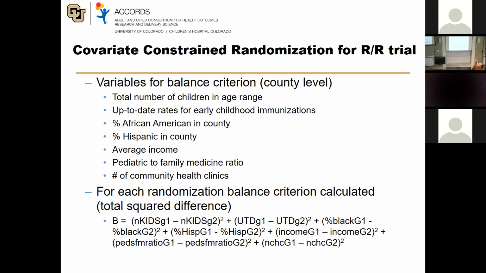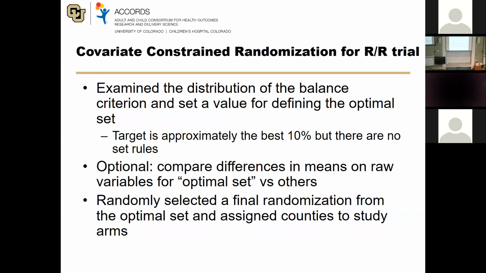So we computed this balance criterion for all possible randomizations and examined the distribution of the balance criterion and set a value. Now in the literature, there are no set rules. Some of the authors who have used these approaches have targeted the best 10%, but there's not a hard and fast rule.